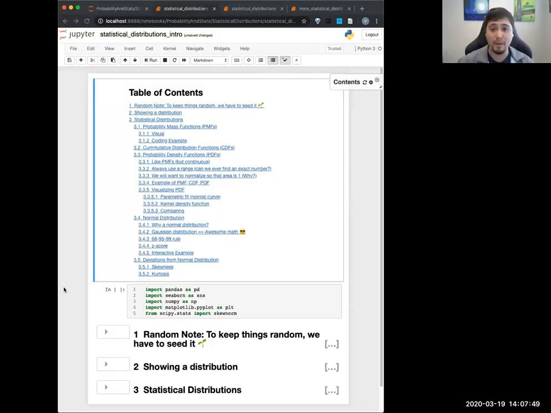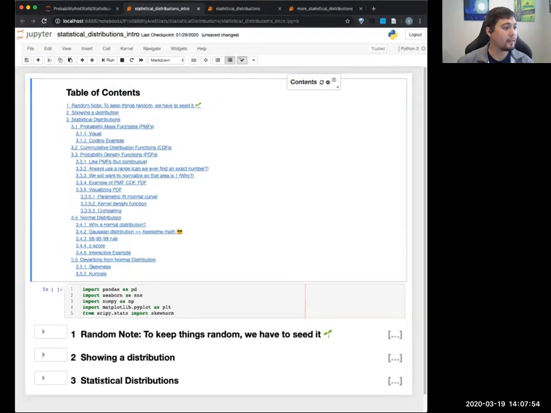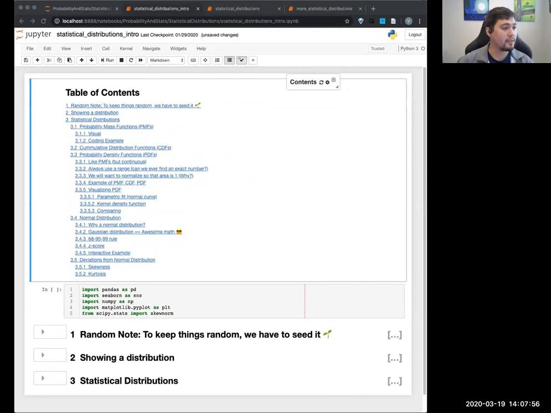This also, as always, is in the repo that you guys should know how to find. If you guys don't know what I'm talking about, please let me know. Okay, sorry, I've got to move the window of you guys so I can see everyone.